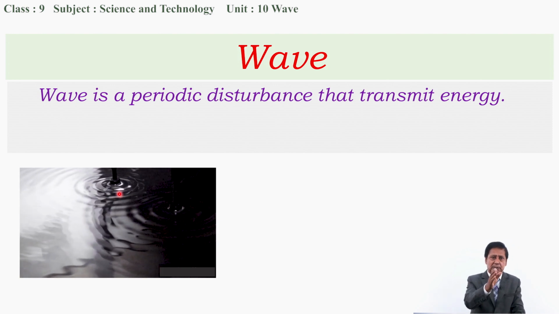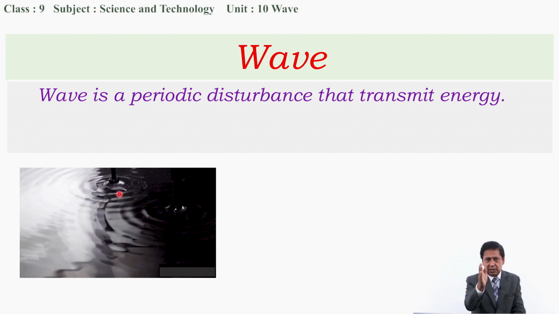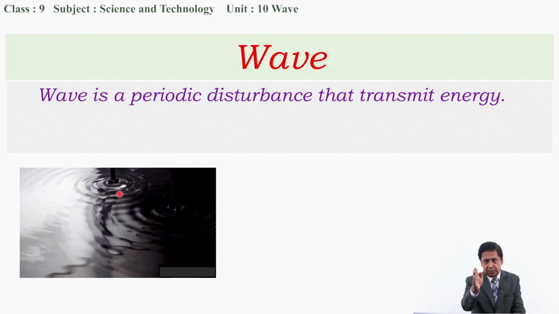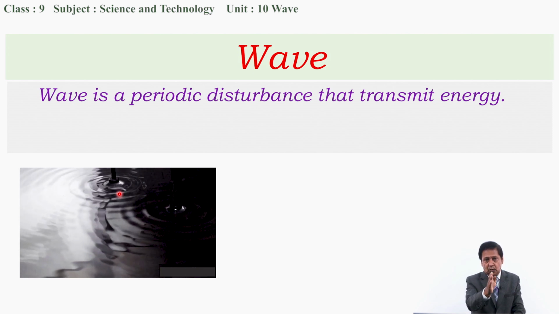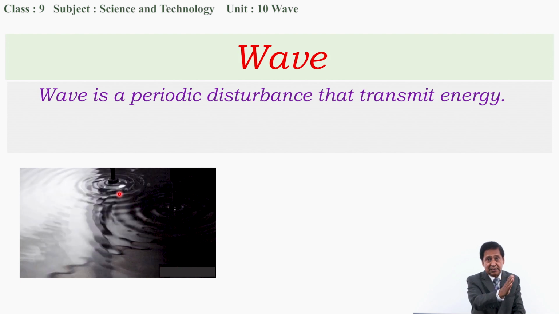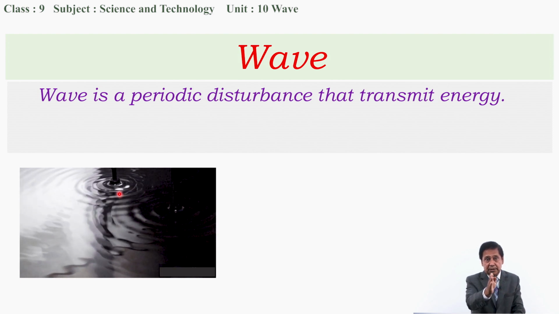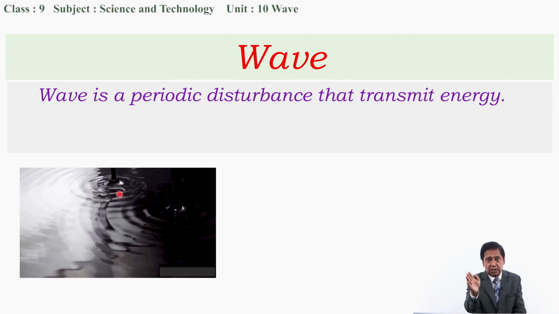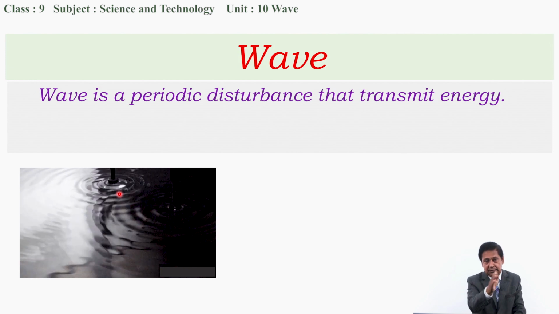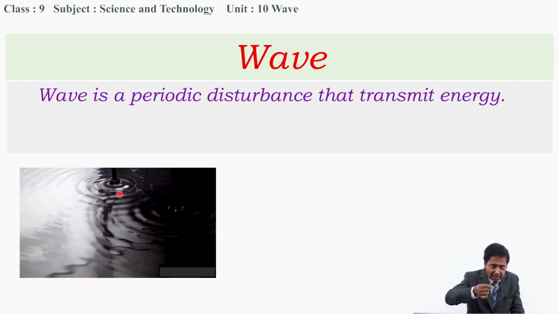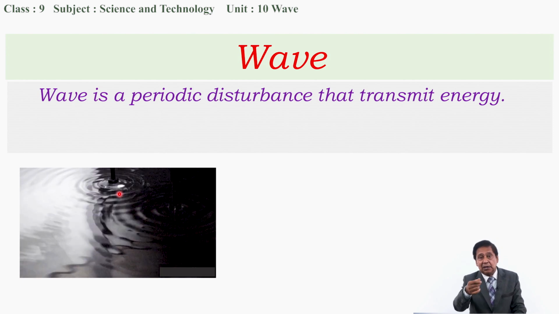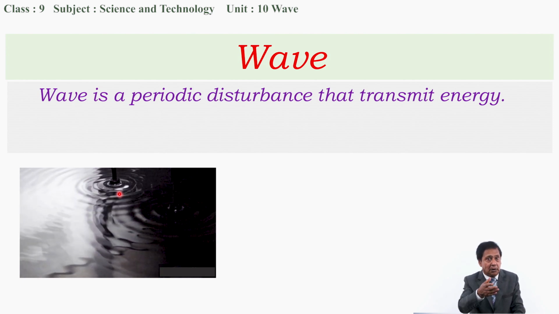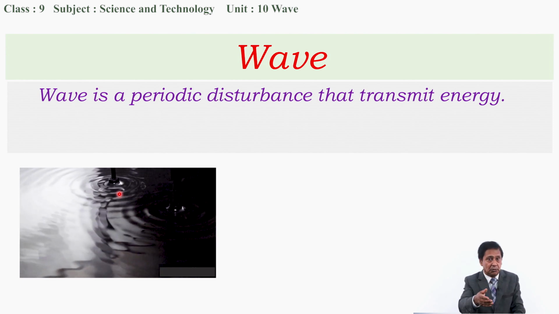Periodic disturbance means if a body is moving this way from mean position to extreme position and again returns back to mean position and goes to the extreme position on the other side and comes back to mean position. This way, if a body keeps on moving, then this is called periodic motion. Or maybe like this also, periodic motion. If repeatedly similar motion appears in a body, that is called periodic motion.